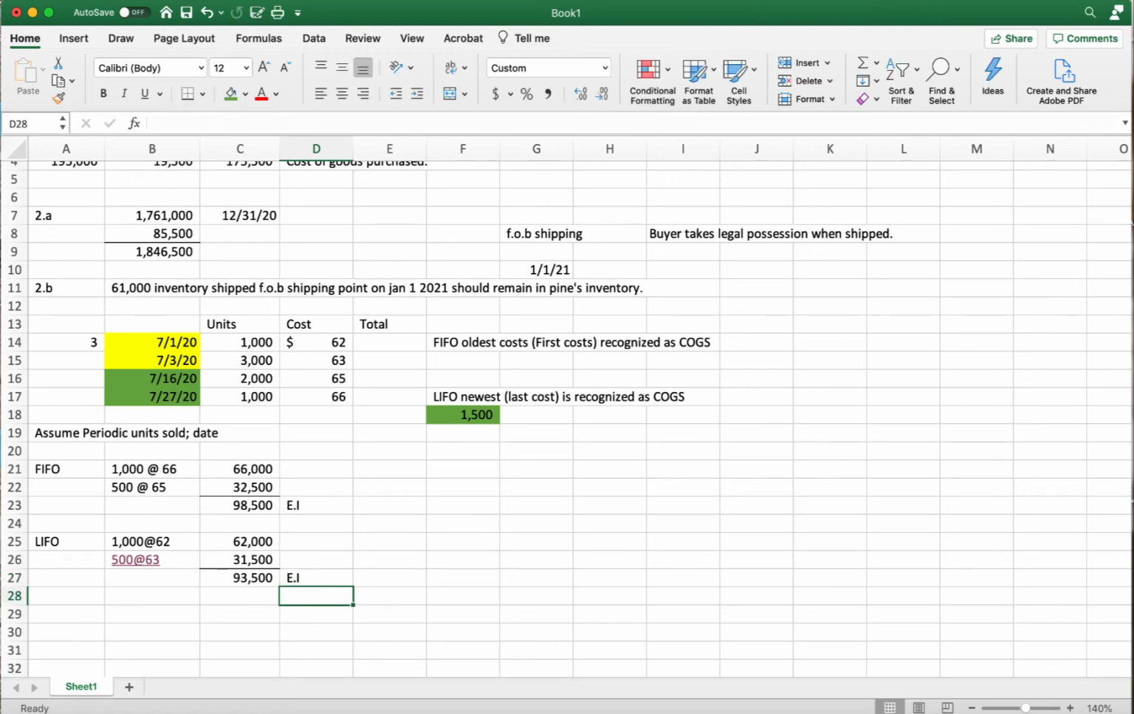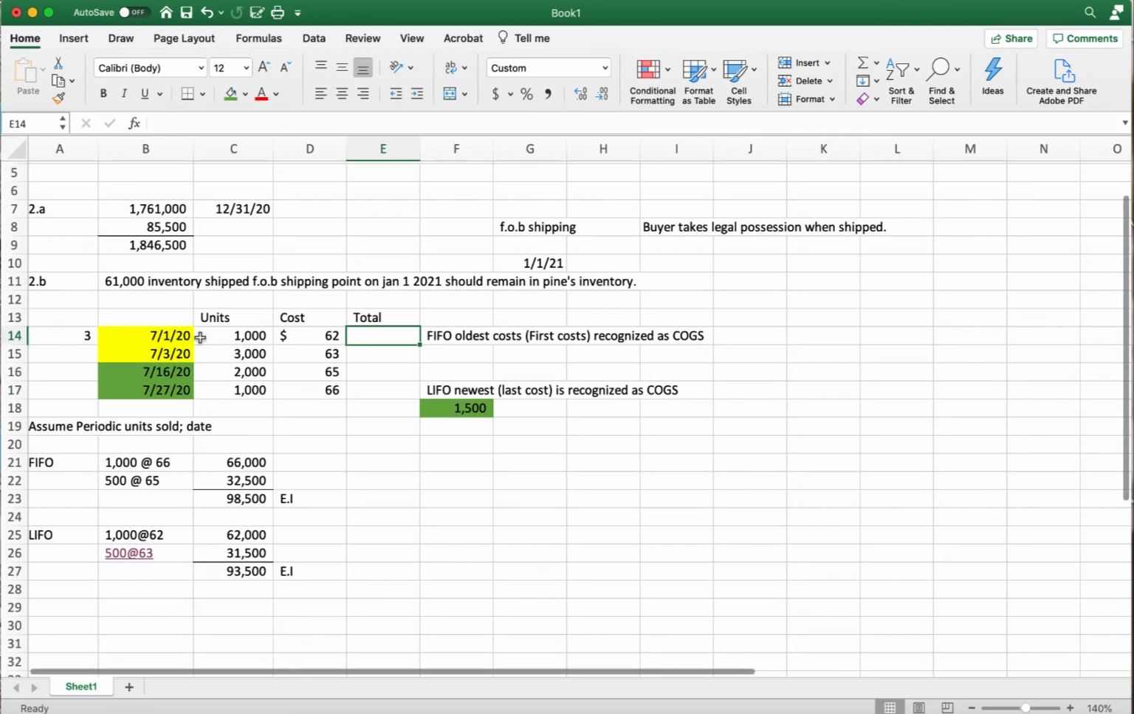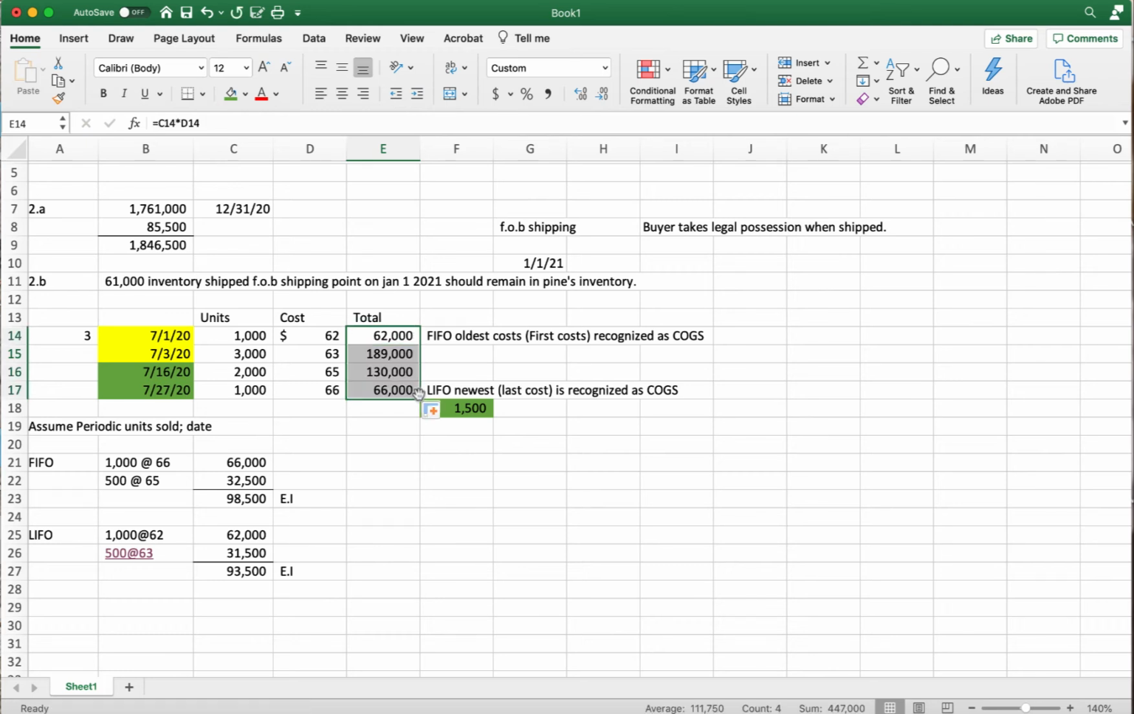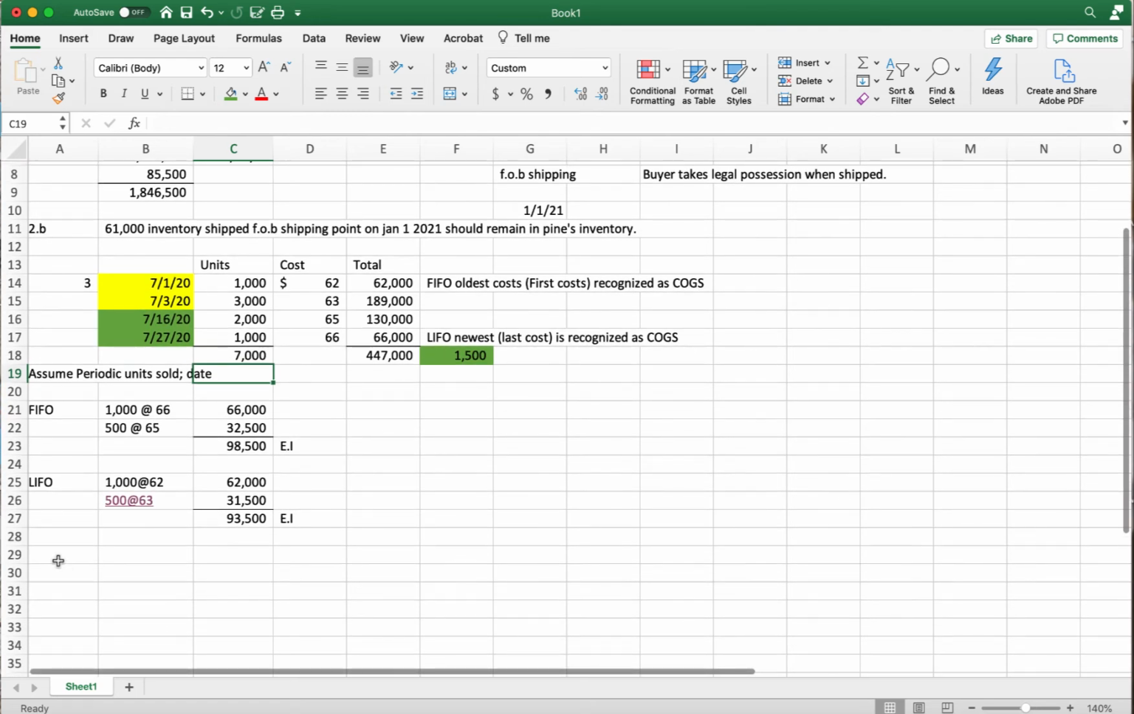Now, the next thing they want us to do is our average cost. Well, this is really easy, right? So here's what we're going to do. I'm going to come back up to my chart here, and I'm going to say equals, and calculate the total cost for each lot, okay? So my total costs now are going to be $447,000 of inventory. Okay, how many units do I have of this piece? Well, I got 7,000.